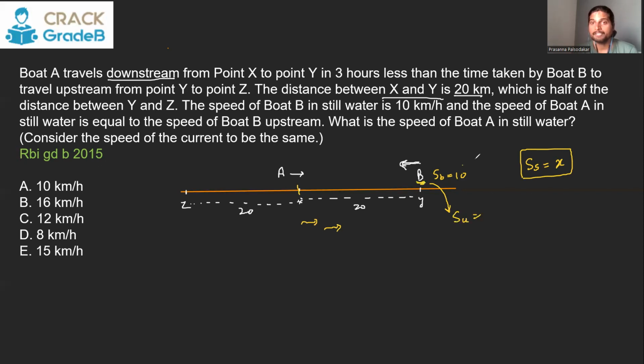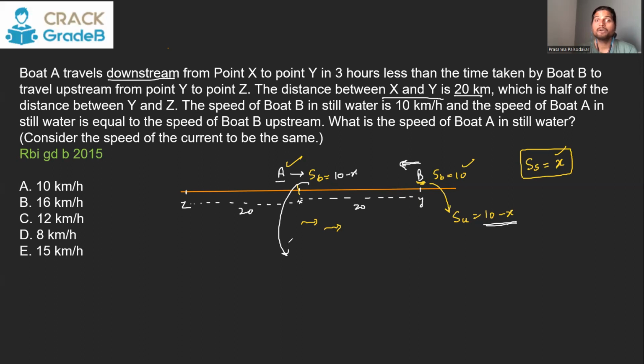You know, that is speed of boat minus speed of stream, that is 10 minus X. They are saying for boat A, speed of boat in steady water, SB, is equal to speed of boat B in upstream. So it is equal to this. So steady water speed for boat A is going to be 10 minus X.